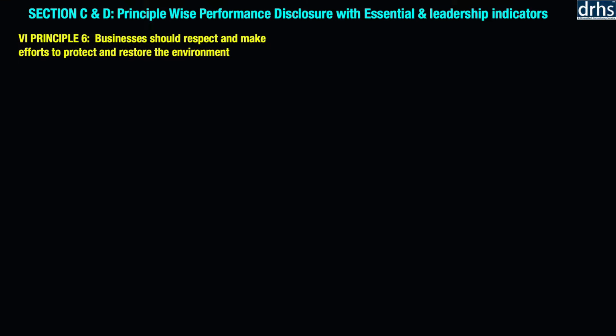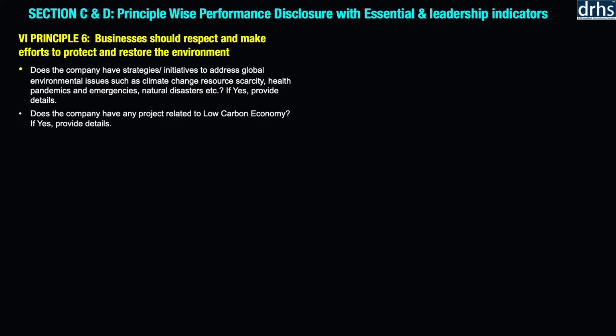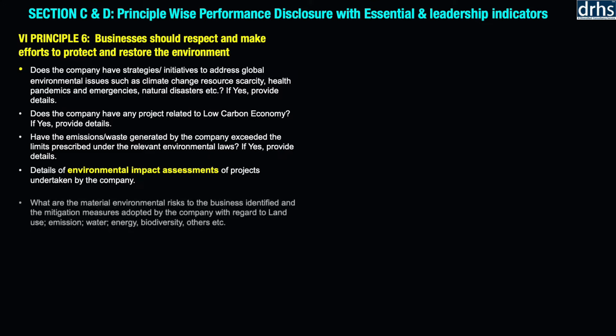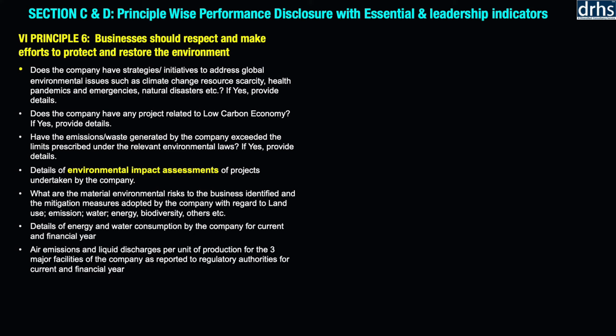Well, this slide discusses Principle 6, which highlights the environmental impact, to protect and restore in business doing. Its essential indicators largely seek information on the global environmental issues and information pertaining to the low carbon economy, validate whether the company exceeds the limits prescribed under the relevant environmental norms, details of the environmental impact assessment, information pertaining to the material environmental risks to the business identified and the mitigation measures adopted, details of energy and water consumption by the company, air emission and liquid discharge per unit production, and proportion of the solid waste generated and it recycled and sent to the landfill.